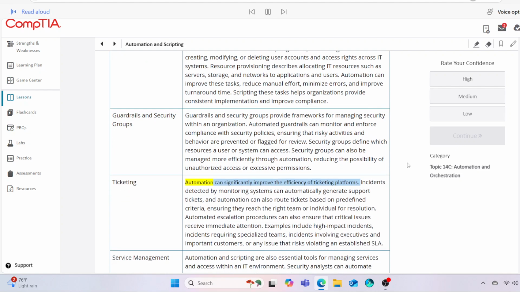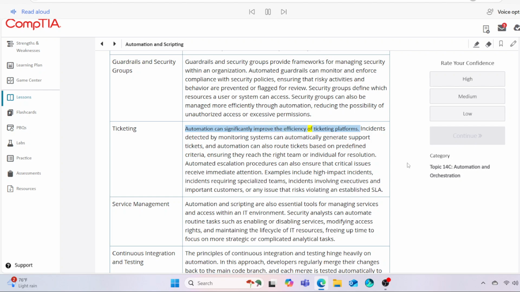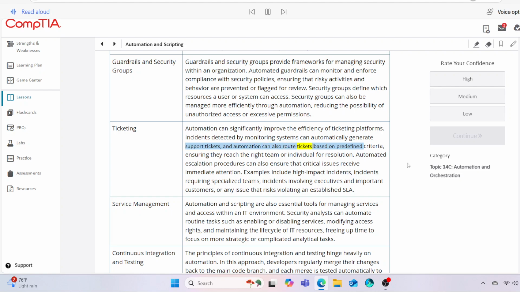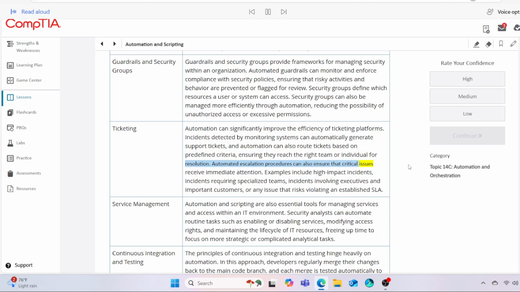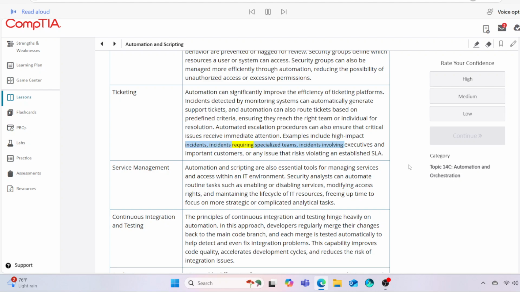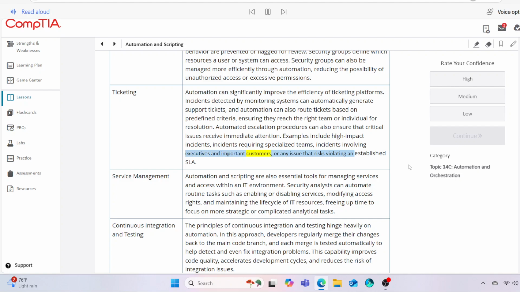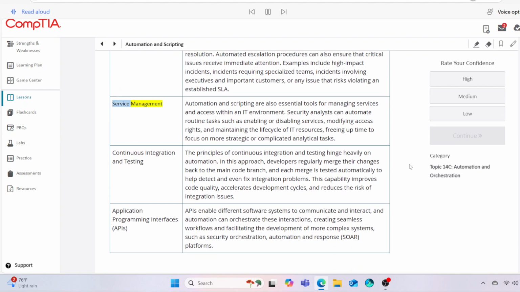Ticketing. Automation can significantly improve the efficiency of ticketing platforms. Incidents detected by monitoring systems can automatically generate support tickets, and automation can also route tickets based on predefined criteria, ensuring they reach the right team or individual for resolution. Automated escalation procedures can also ensure that critical issues receive immediate attention. Examples include high-impact incidents, incidents requiring specialized teams, incidents involving executives and important customers, or any issue that risks violating an established SLA.